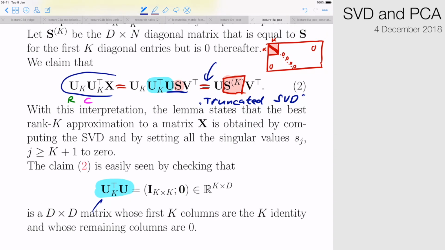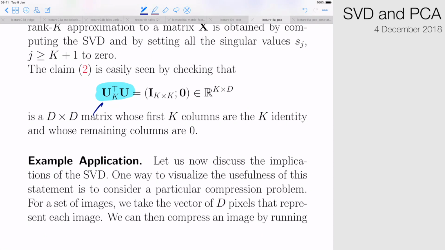Now we have this tool. Now we can do the compression by using the first K singular vectors. And now what is this useful for? Let's make this more concrete. Let's look at a real data set, and let's see if we can compress images, for example.